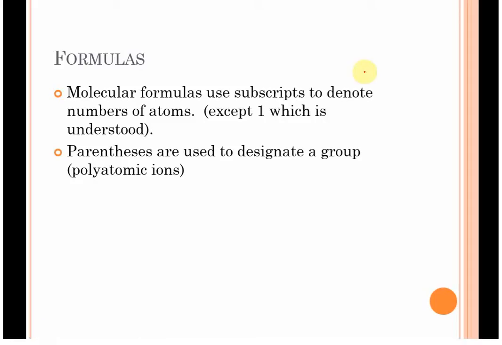So when we write a formula, we're going to use a subscript to talk about the number of atoms. So earlier in this unit we wrote water. There's 2 hydrogens here. It's an understood 1 for this oxygen. We typically don't write ones. I always say that it's because chemists are lazy. It's an understood for us.